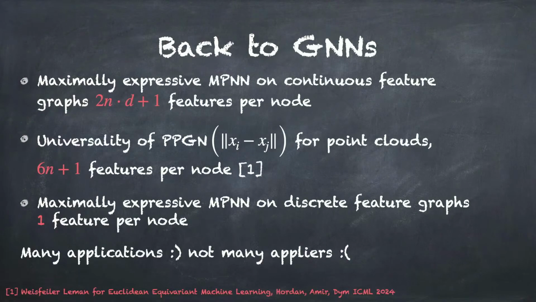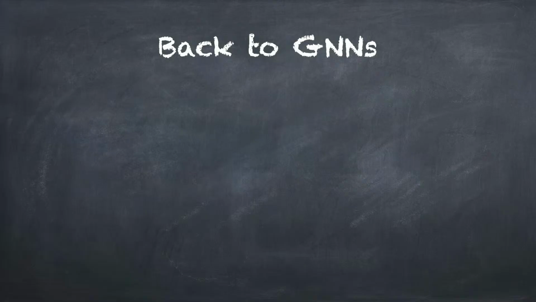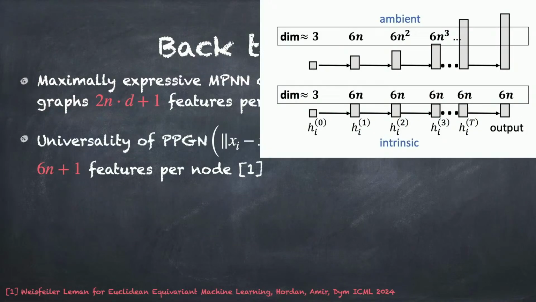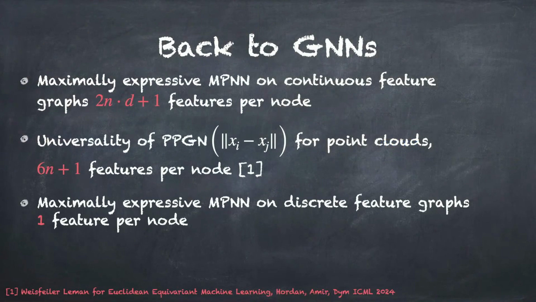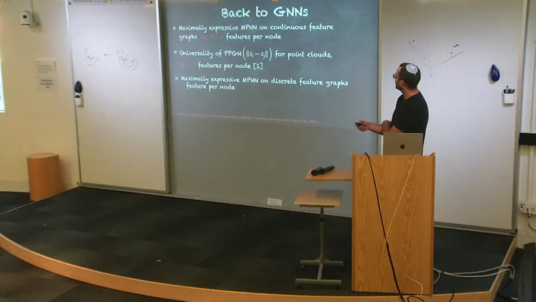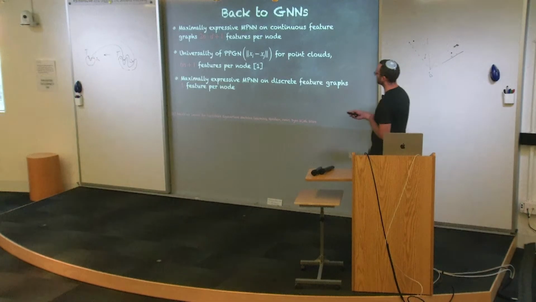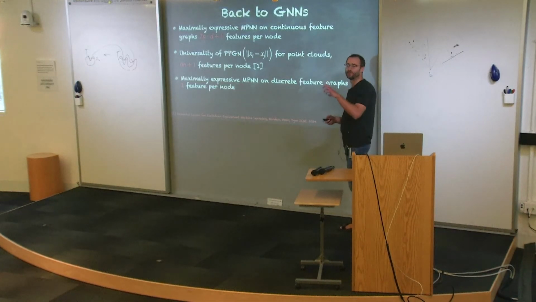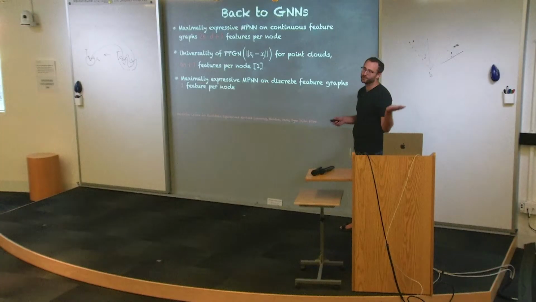Can I ask, the universality result that you have, is it universality or separation? Now I'm talking about separation. Because it says universality of PPGN. It's also true for that: you can have 6n plus 1 features per node, and then you stick an MLP at the end. The MLP can be very big, we don't know.